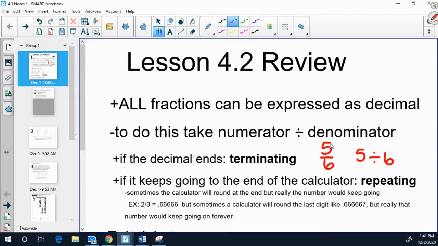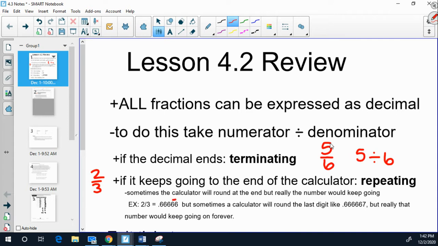If the decimal terminates, if it stops, then it's considered terminating. It ends. If it keeps going to the end of the calculator, it's considered repeating. And I have a little example here because it confuses students sometimes. Remember, the calculator has to end even on a repeating decimal. So you have to be careful. An example would be the fraction 2 over 3, 2/3. That's 0.6 repeating. There should actually be a bar over that.